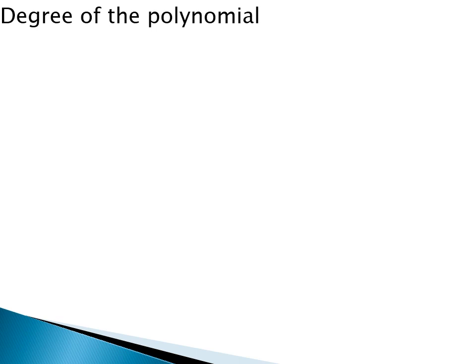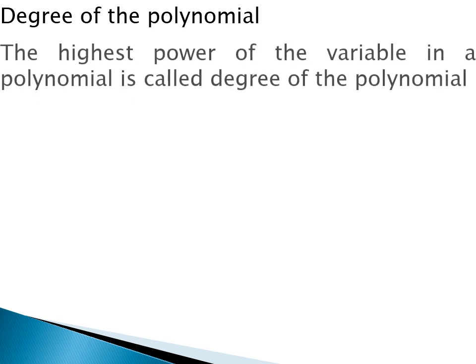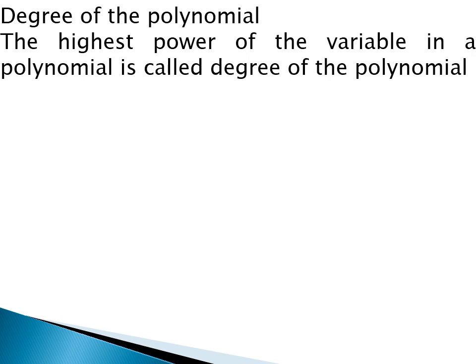Now, degree of the polynomial. We said that the second method of classification of the polynomial is based on the degree. What is meant by degree? We should see this sentence: the highest power of the variable in a polynomial is called the degree of the polynomial. Very important for this chapter. We can see examples, then we can understand clearly.